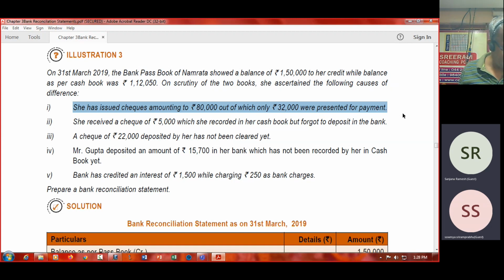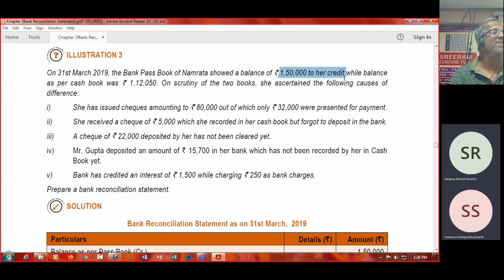Sanjana, are you there? Yes, sir. It will be appearing in the cash book. Okay. So in which side of the cash book will this item appear? Mind that it was issued a check. It is a payout. So on the credit side, sir. Credit side of the cash book. Very nice. How do you call it? Unrepresented credit.